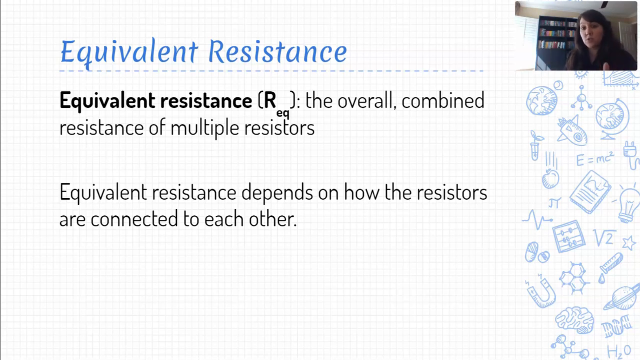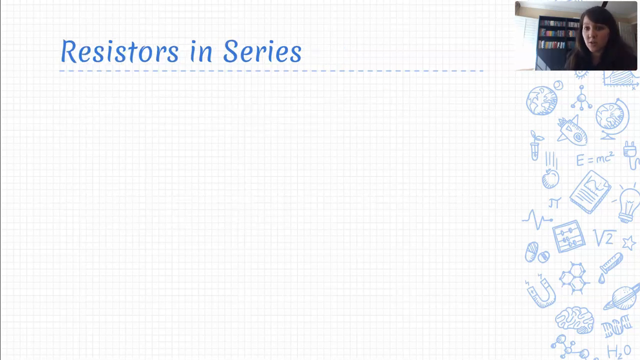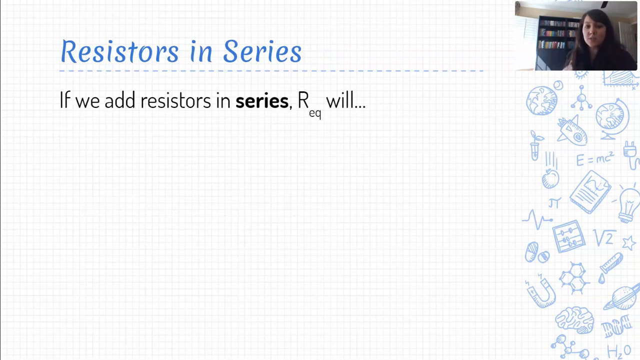And whether resistors are connected in series or parallel makes a big difference in terms of what that equivalent resistance is. So let's start with series, the nice, simple kind of way to connect things together. So if we add resistors in series, so if I start off with one resistor, and then I connect another resistor in series with that first one, what's going to happen to the equivalent resistance based on what you saw in the investigation?